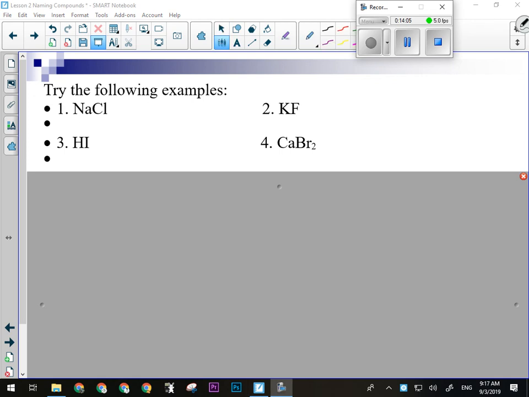Okay, so obviously the first one's pretty straightforward because we already talked about that one. Okay, Na stands for sodium. Okay, it's the metal, so it's listed first. Okay, and with chlorine, which I switched to chloride. Okay, so we're looking at sodium chloride, okay, as the name for number 1. For number 2, K stands for potassium.